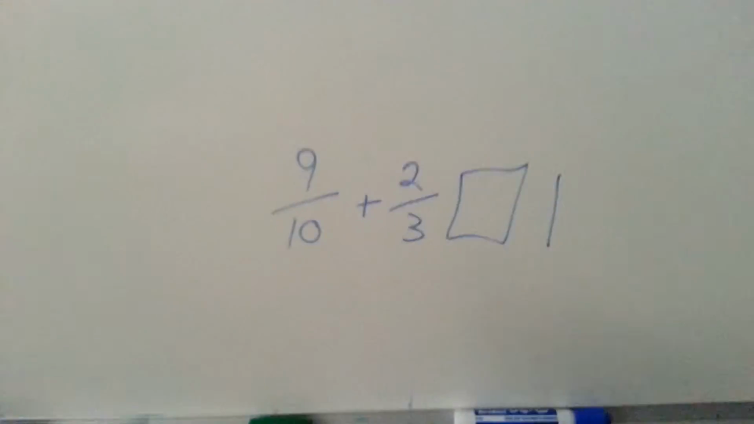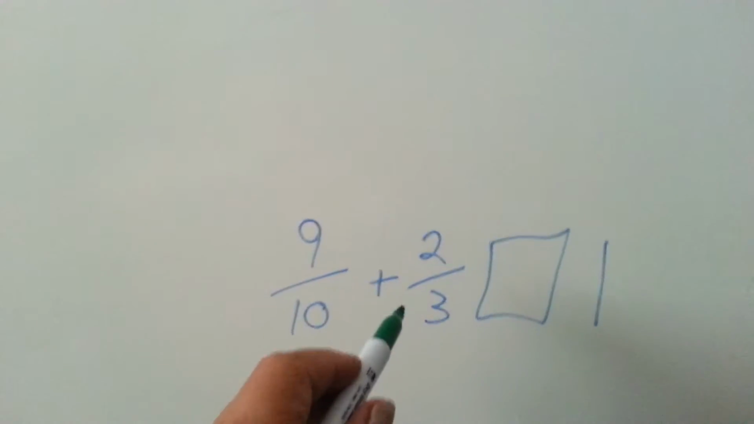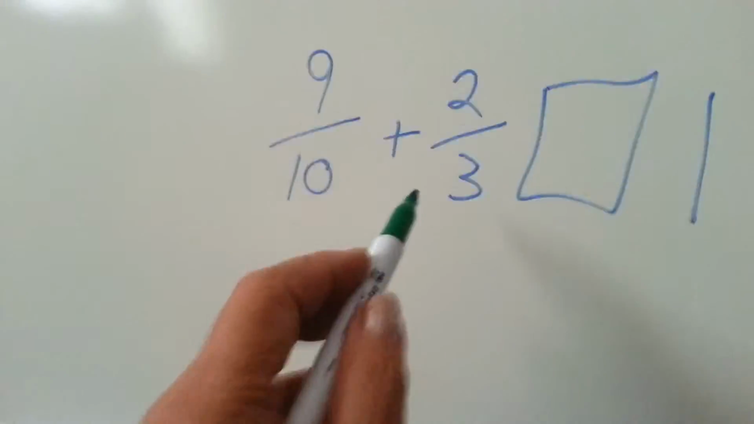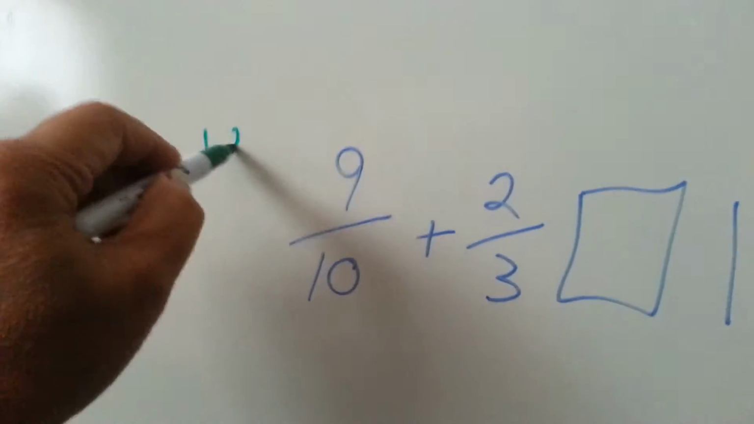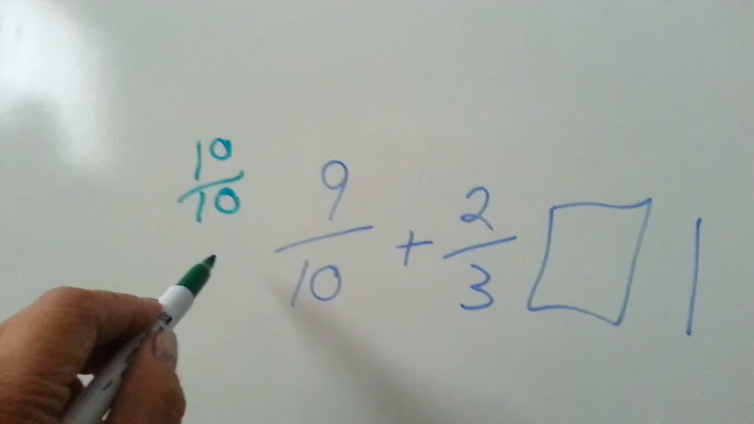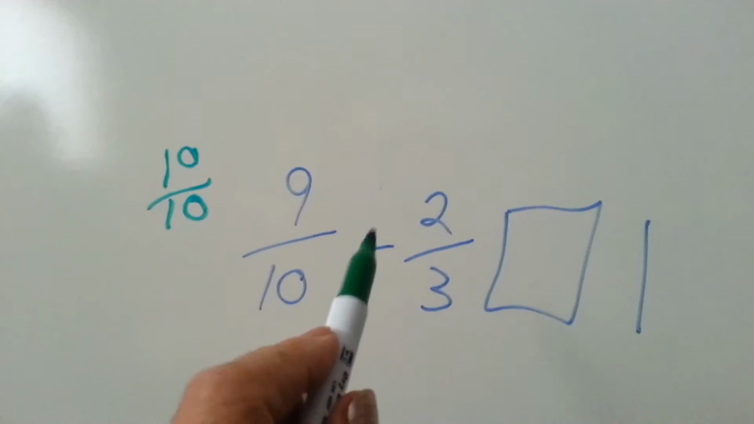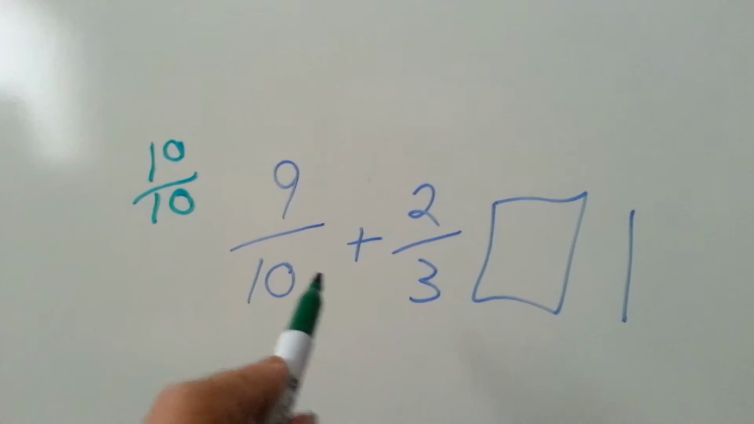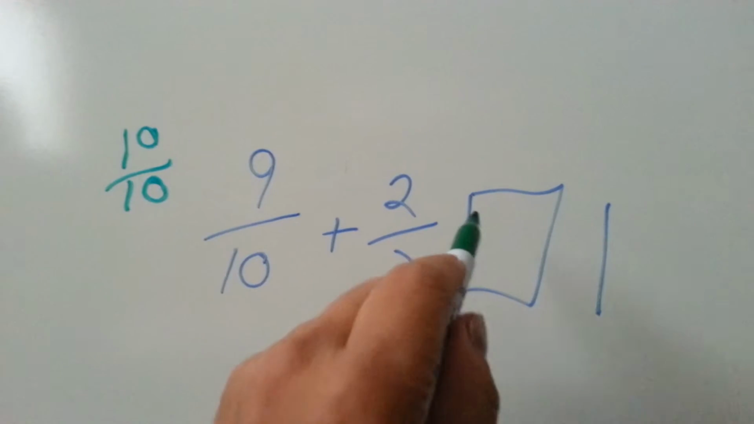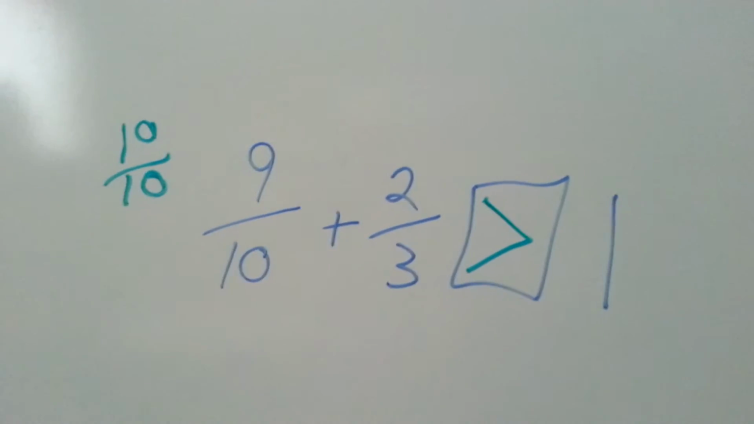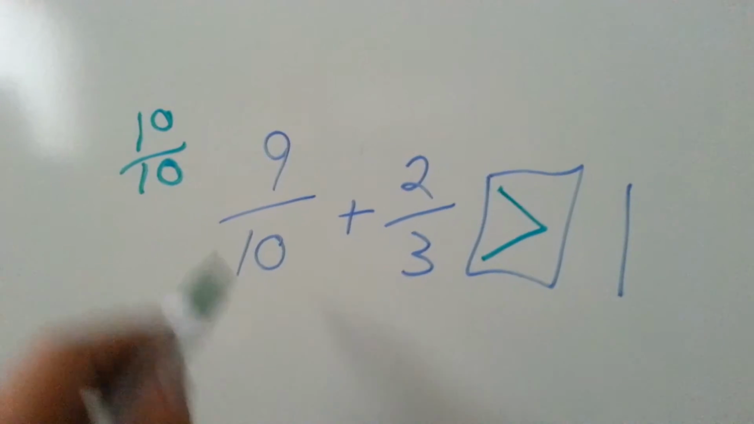Let's try this one. 9/10 plus 2/3. Well, we can already look at this one and estimate that 9/10 is very, very close to 10/10, which is 1. So we know right away, without even working this problem, that if this one is so close to 1 and we're adding more to it, it's got to be bigger than 1. But let's check just to be sure, okay?